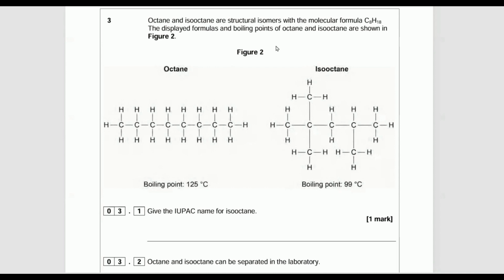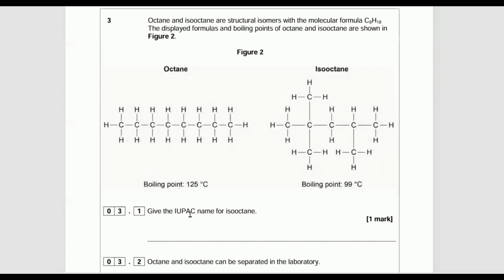The displayed formulas and boiling points of octane and isooctane are shown in figure 2. So we've got octane here, see there's 8 carbons. Then we've got isooctane, also 8 carbons, but we've got some branching. Boiling point's 99. Boiling point's 125. Try to be thinking in your head right now, if they've both got the same MR and same elements, why has this one got a higher boiling point than that one? What must be the only reason?